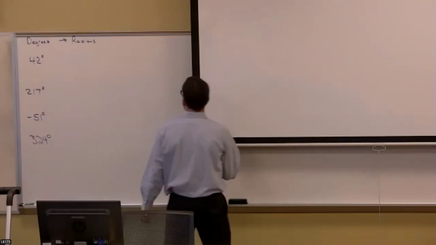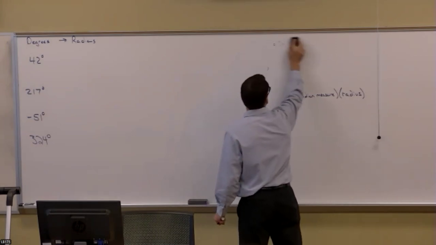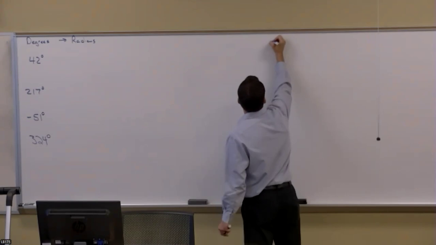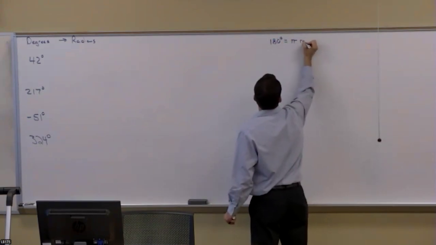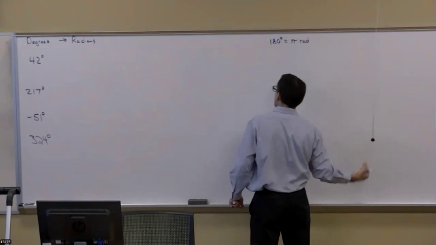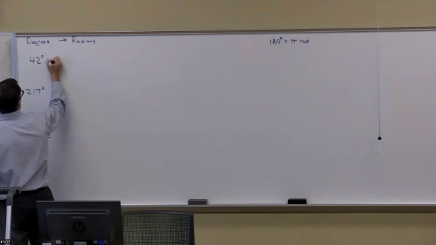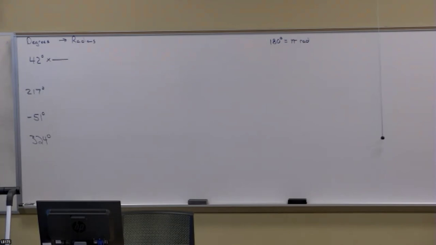We'll convert the other way in just a moment. So we know 180 degrees is pi radians. So anytime we want to go from degrees to radians, I multiply by a fraction of 1, so that the degrees cancel out and we're left with radians.